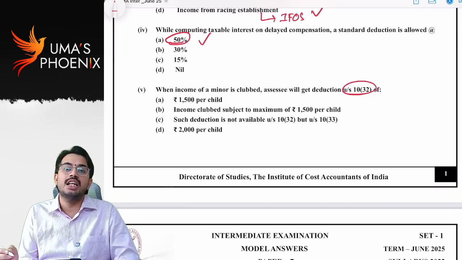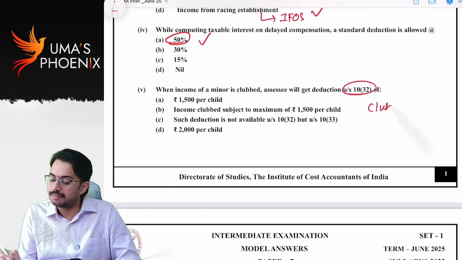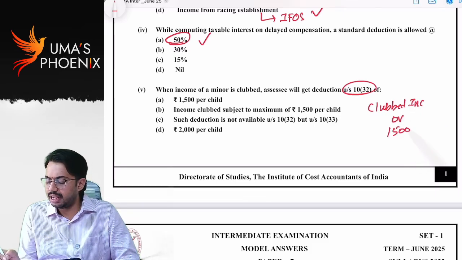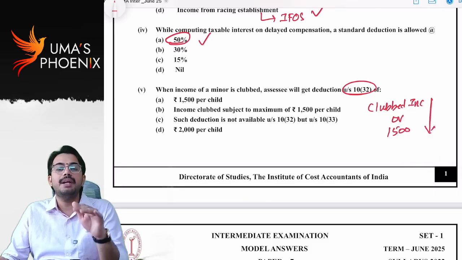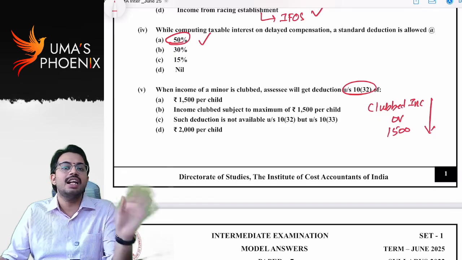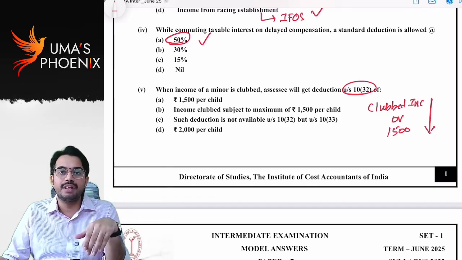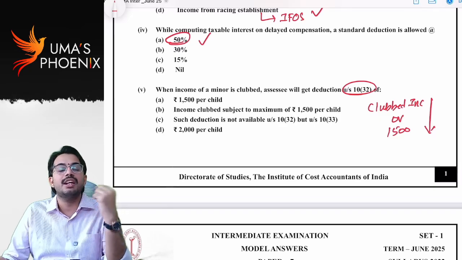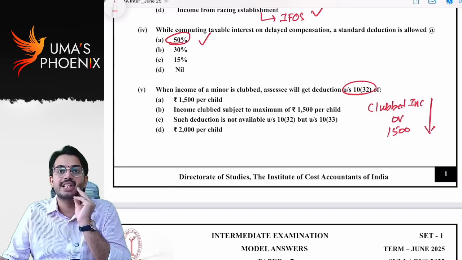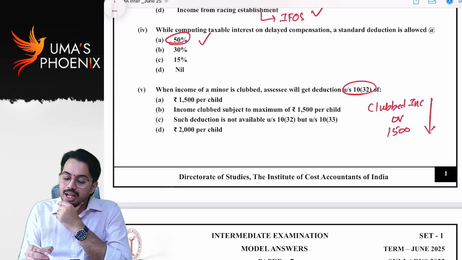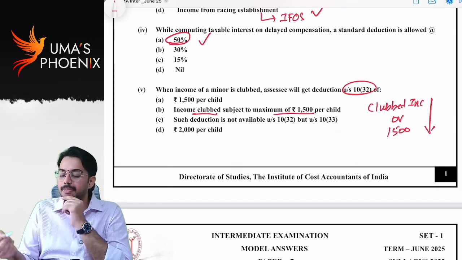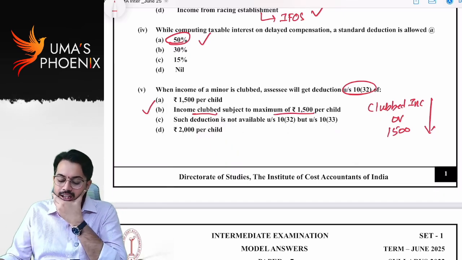How much is the deduction under section 10(32)? Clubbed income or 1,500, whichever is lower. If income clubbed is more than 1,500, 1,500 is allowed as exemption under section 10(32). If income clubbed is less than 1,500, the total income clubbed will be allowed as exemption. So income clubbed, subject to a maximum of 1,500 per child. That is the answer.